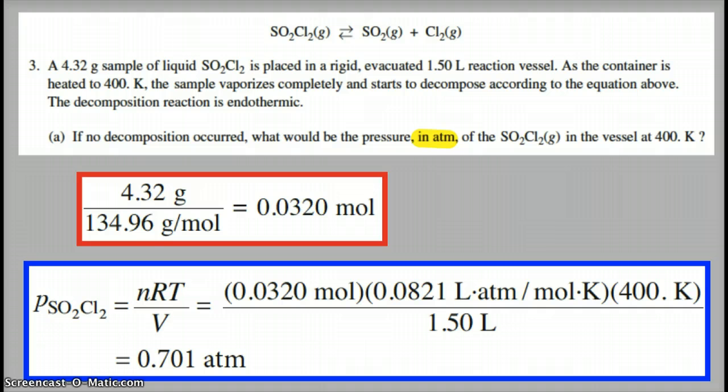Careful, because they've given us temperature in Kelvin already, so sometimes you might want to convert it again, but it's already given to us in Kelvin, so don't add the 273. And we divide by 1.50 liters. We do good sig figs here. We've got 3 sig figs in our mass and our volume and our temperature, so that's why we have 0.701 atmospheres.